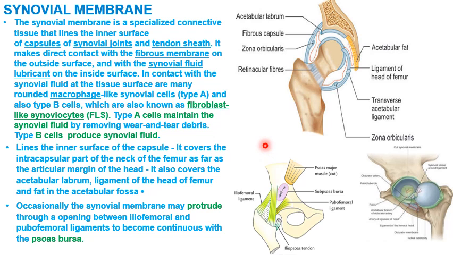In short, the synovial membrane lines the inner aspect of the fibrous capsule, the intracapsular portion of the neck of the femur, the acetabular labrum, the ligamentum teres, and the fat in the acetabular fossa.